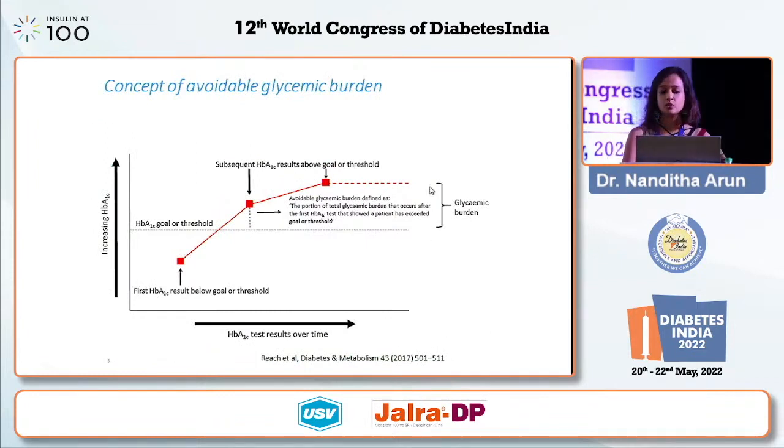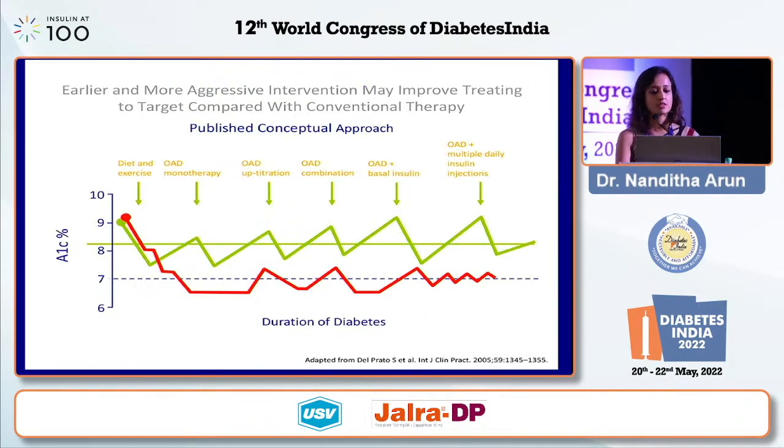So here you see, I don't know if my pointer is going to show up on the screen. Yes, it is, great. Typically, when we see the patient for the first time, we find the first HbA1c is below goal, and we are okay with that. In the next visit, the HbA1c goes up, and then we take no action for whatever reason that might be. Next visit, it further goes up, and this is the story that's usually happening. And the threshold above which the HbA1c spikes up is what is called the glycemic burden, which is responsible for the increased risk of complications in our patients.